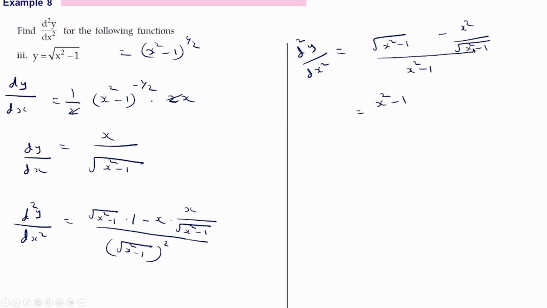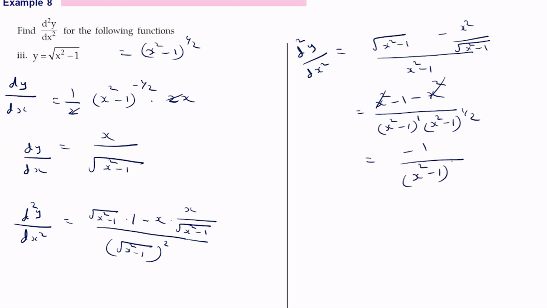So here root of x square minus 1 into root of x square minus 1 is x square minus 1. Then minus x square upon x square minus 1 into root of x square minus 1, that is x square minus 1 the whole raised to half. So x square minus x square will get cancelled. This is minus 1 by x square minus 1 the whole raised to 1 into x square minus 1 the whole raised to half. So it is x square minus 1 the whole raised to 1 plus half, which is 3 by 2. x square minus 1 the whole raised to 3 by 2. This is d square y by dx square.